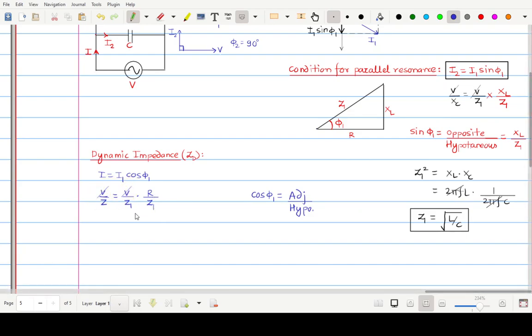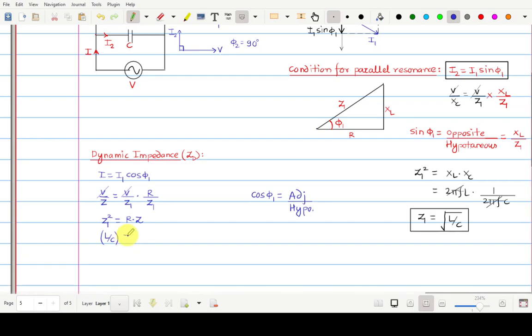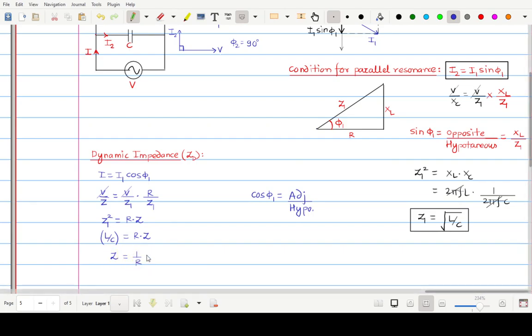Voltage will get cancelled, and Z1 multiplied by Z1 gives Z1 square. If you take Z to this side, Z1 square is equal to R multiplied by Z. Now what is Z1? We have already calculated it; it is the square root of L by C. If you take the square of the square root, you get L by C. So L by C is equal to R multiplied by Z. Therefore Z is equal to 1 by R multiplied by L by C. This impedance is the impedance at resonance condition.